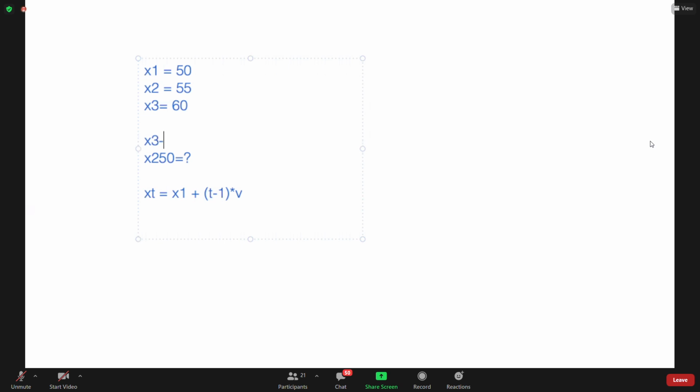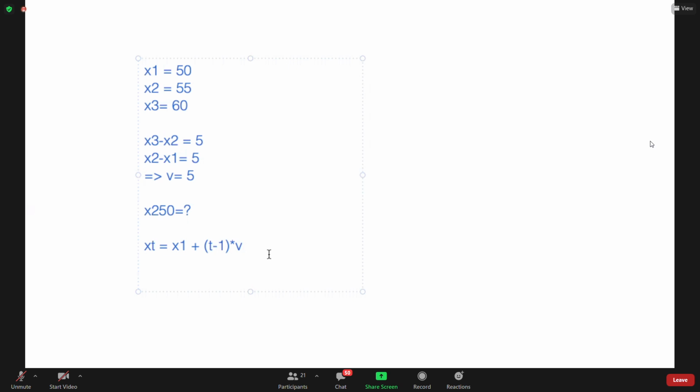I'm going to try x3 minus x2. This is going to yield 60 minus 55, which is 5. Is this going to be equal to x2 minus x1, which is going to be 55 minus 50, which is equal to 5? Yes, it is, because I have a constant difference between the consecutive terms of my sequence. It means this is an arithmetic sequence indeed. And it also means that my constant v is equal to 5. Great. Do I have now all of the information in order to calculate x of 250?